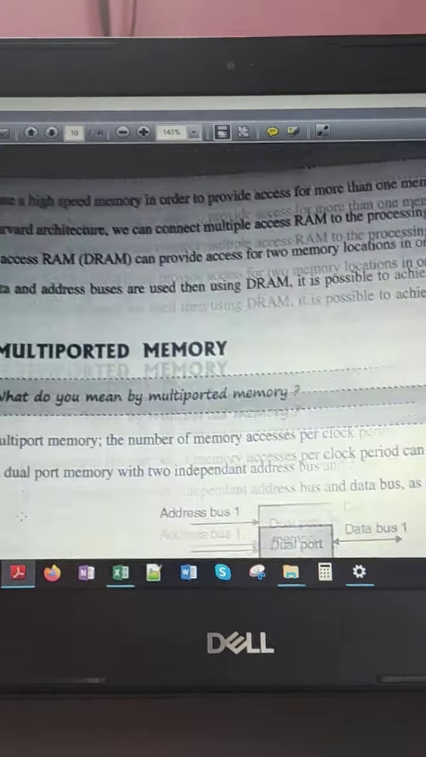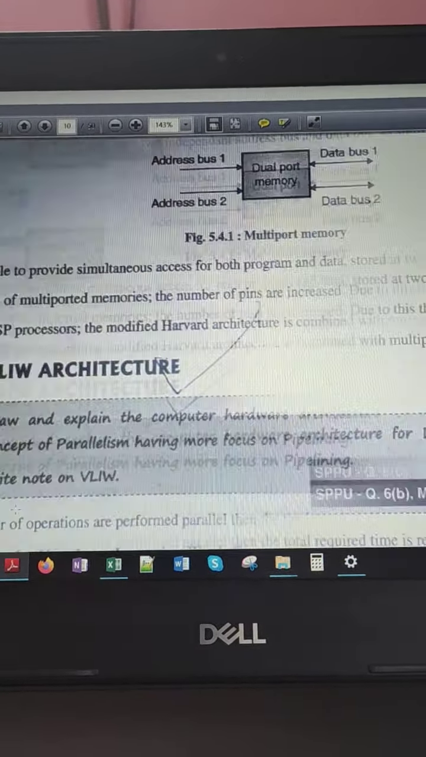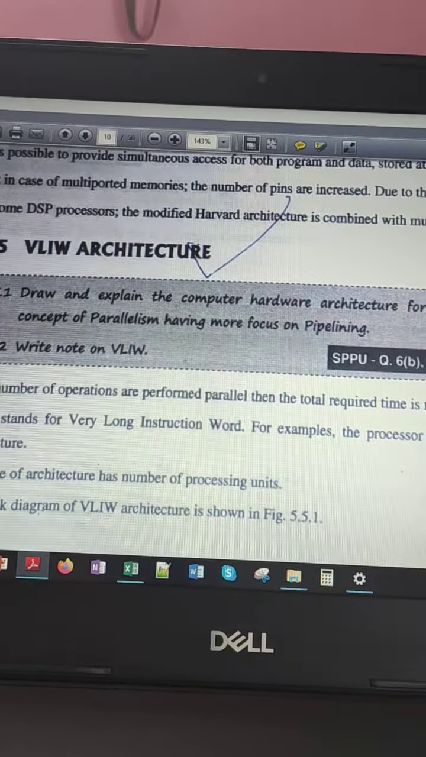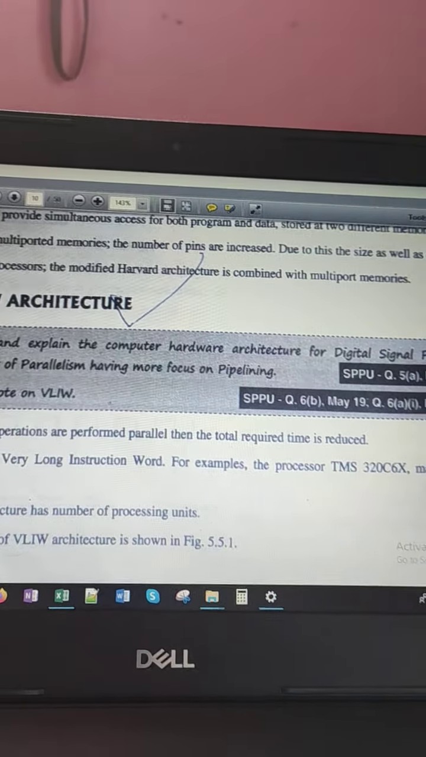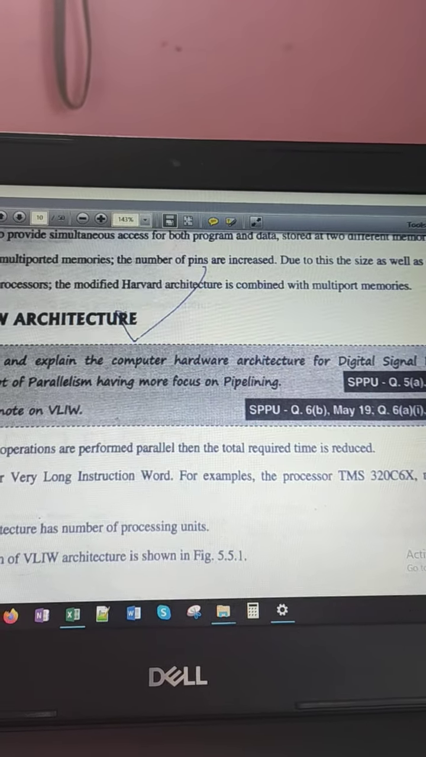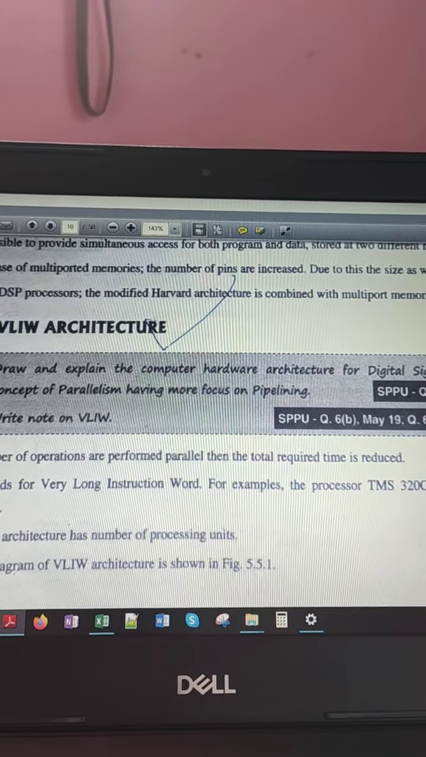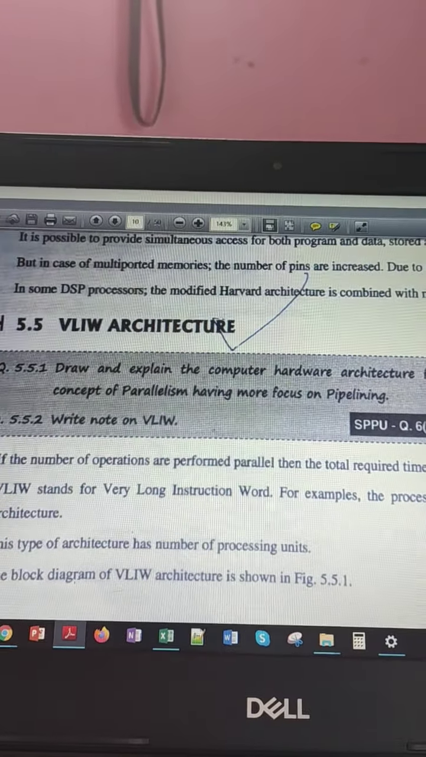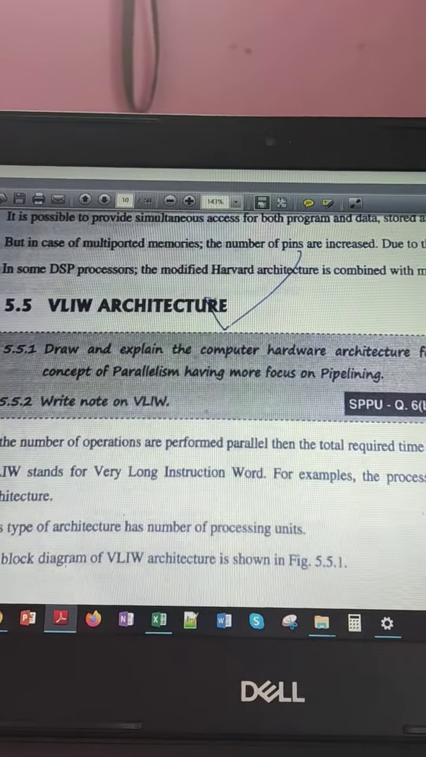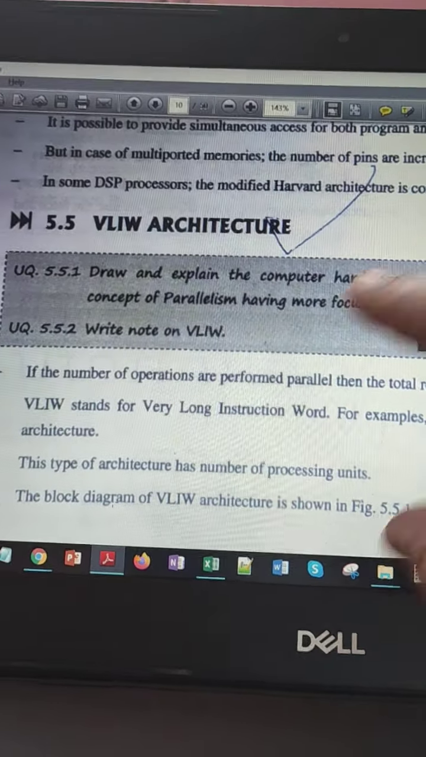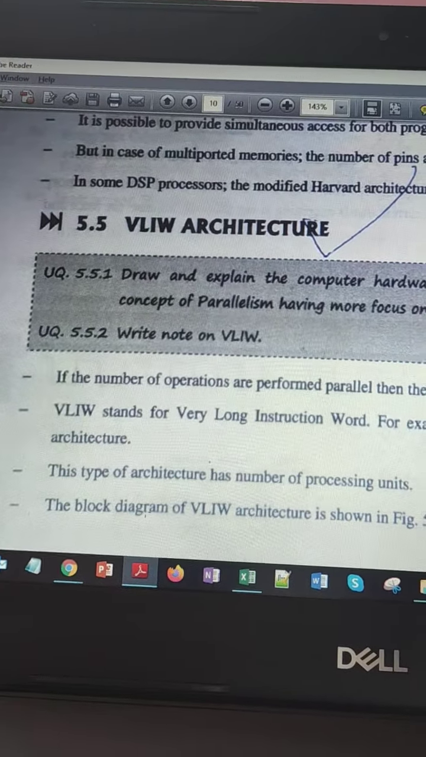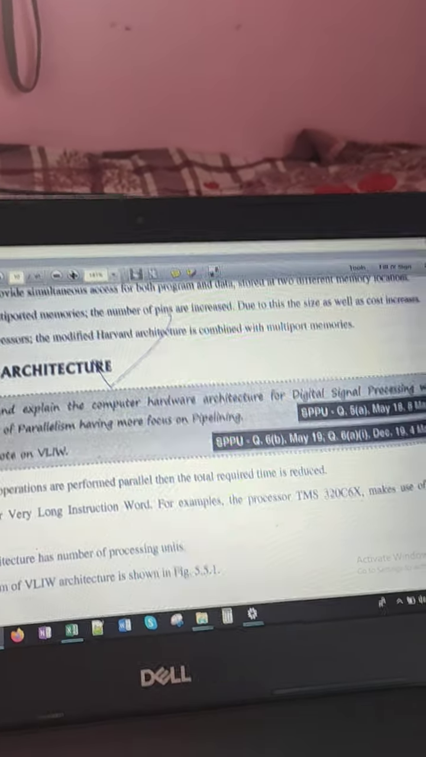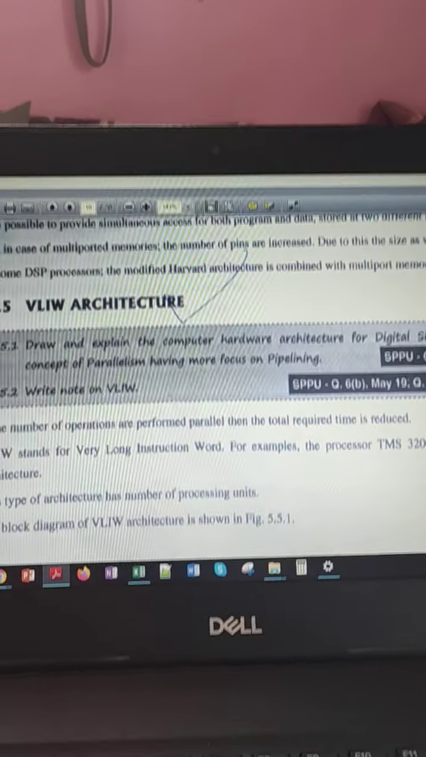The next point is, a question may be asked like this: draw and explain the computer architecture for digital signal processing with the concept of parallelism, having more focus on pipelining. Otherwise, write a short note on VLIW, very long instruction word architecture. So these two questions are also important. If a number of operations are performed in parallel, the total required time is reduced. Means when you perform the operations in parallel, the total required time is reduced.